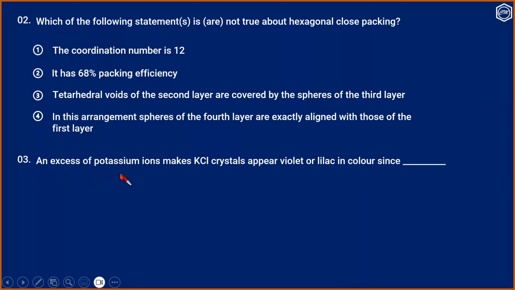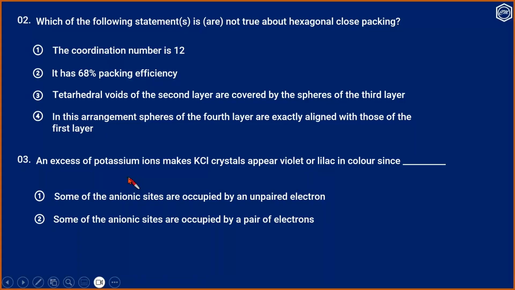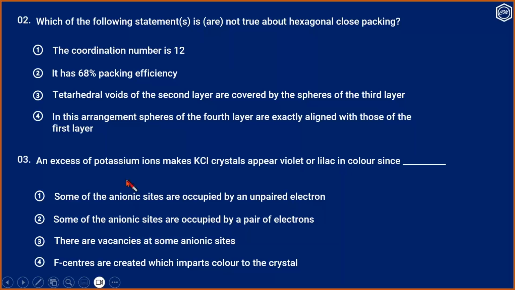Question 3. An excess of potassium makes potassium chloride crystals appear violet or lilac in color since some of the anionic sites are occupied by unpaired electrons; some of the anionic sites are occupied by a pair of electrons; there are vacancies at some anionic sites; F centers are created which impart color to the crystal. Some of the anionic sites are occupied by an unpaired electron, and such sites are called F centers, and F centers are responsible for the color of the compound. So this is the correct option.